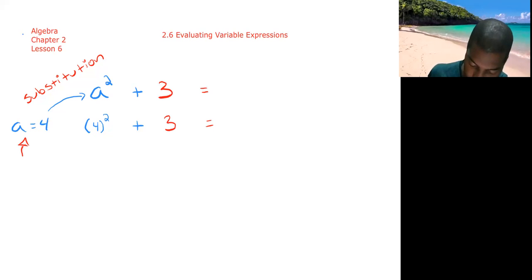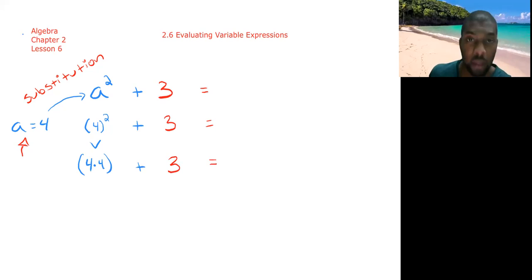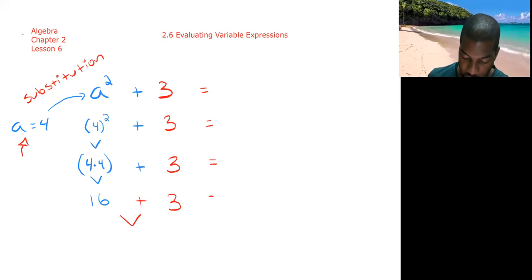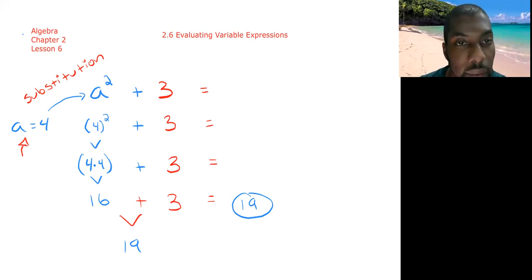So now you do 4 squared, and 4 squared is simply 4 times 4 plus 3. And you simply do PEMDAS, parentheses, exponent. Well, we have parentheses, and in the parentheses is 4 times 4. That's 16. The only next thing we can do is 16 plus 3. 16 plus 3 is 19. The answer is 19. A squared plus 3 equals 19 when a is 4.